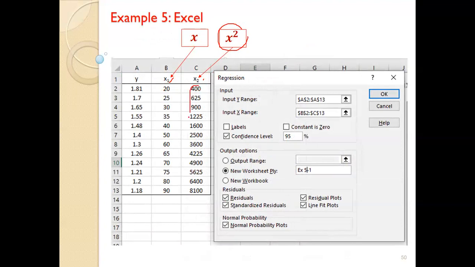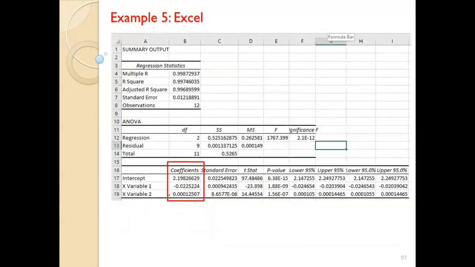This is x squared. This comes from this square: 20 multiplied by 20, you get 400. And then you fit this multiple linear. But this is polynomial, that's right, but this is the multiple linear. For this, we have the p-value for regression less than alpha. That means the polynomial can describe the data.